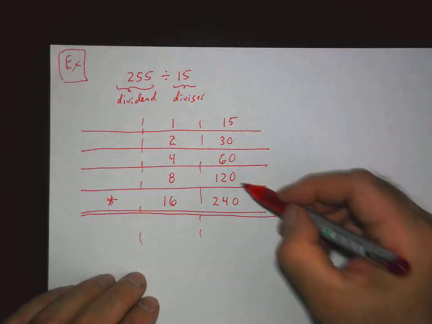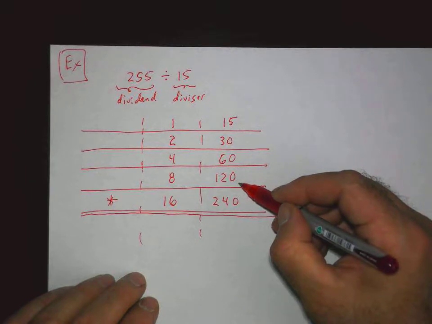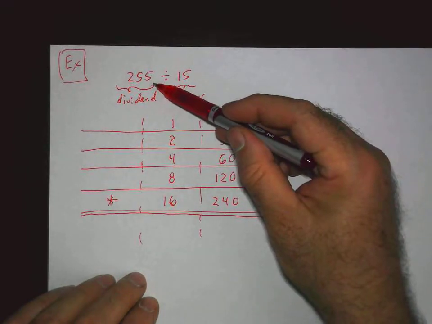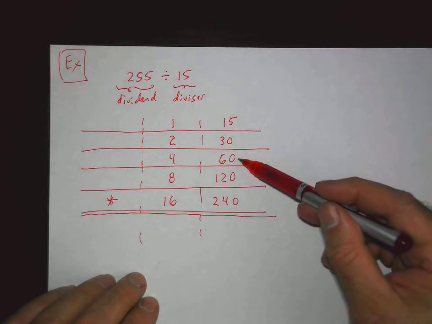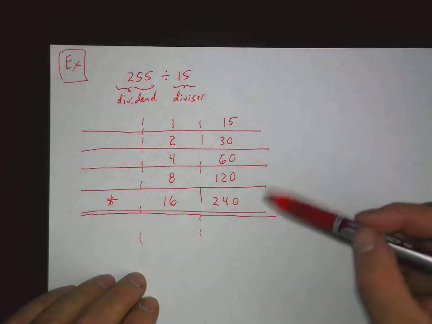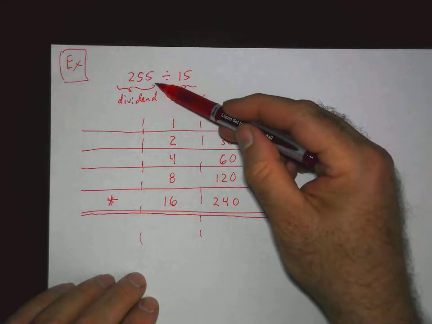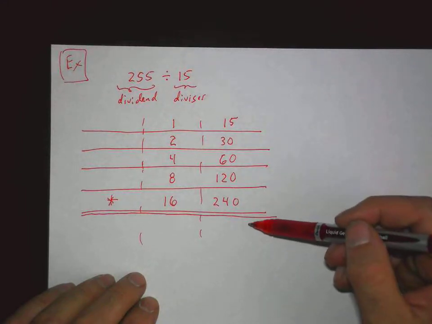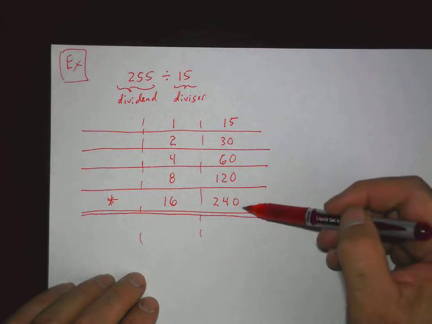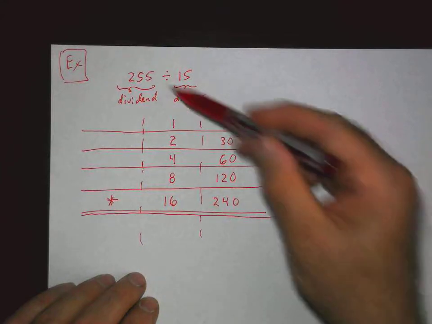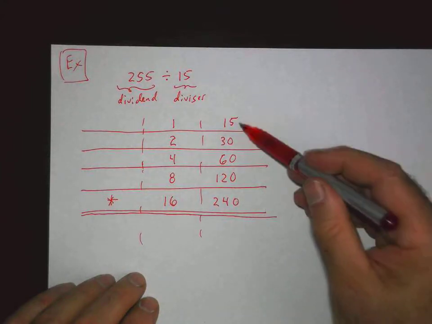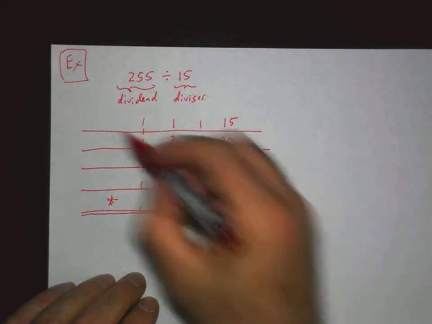Okay. Can I add 120 to our sum and get something less than or equal to the dividend? Nope. Can I add 60 to the sum, 240, and get something less than or equal to the dividend? 240 plus 60 is 300? Nope. That's larger than the dividend. Can I add 30 to my sum, 240, and get something smaller than the dividend? No. Okay. Can I add 15 to the sum, 240, and get something less than or equal to the dividend? Well, yes, I can. 240 plus 15 is 255 exactly.